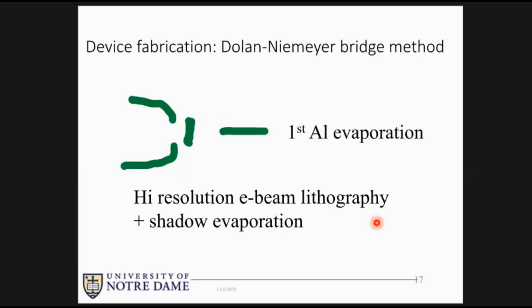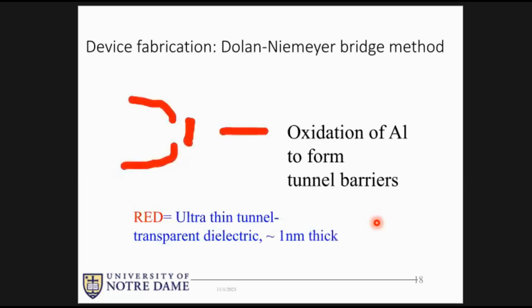And now let me switch gears and talk a little bit about our fabrication process. That's how we make these devices. We use high-resolution e-beam lithography and the so-called Niemeyer-Dolan bridge technique. So it's high-resolution e-beam lithography plus shadow evaporation through the stencil mask. So this is reverse evaporation of aluminum. Then we do oxidation in situ at low pressure.